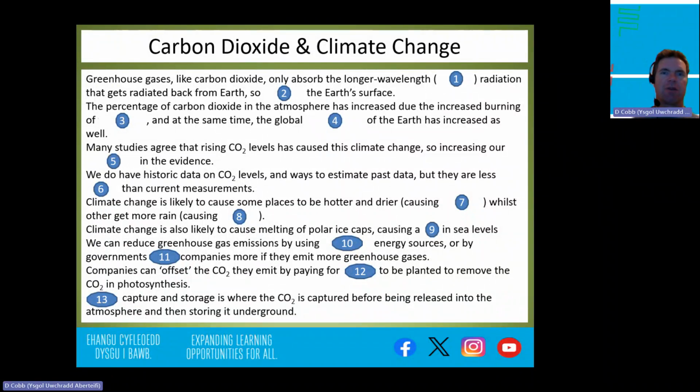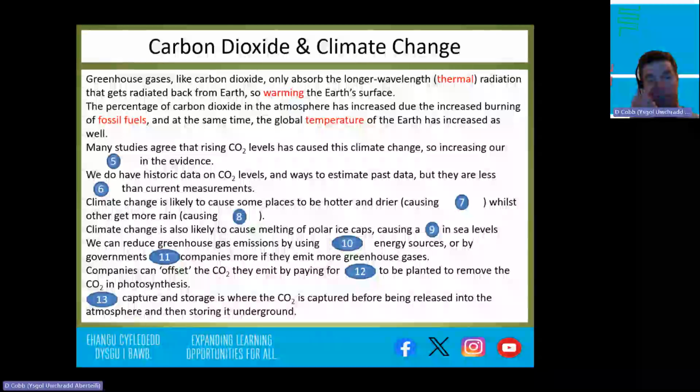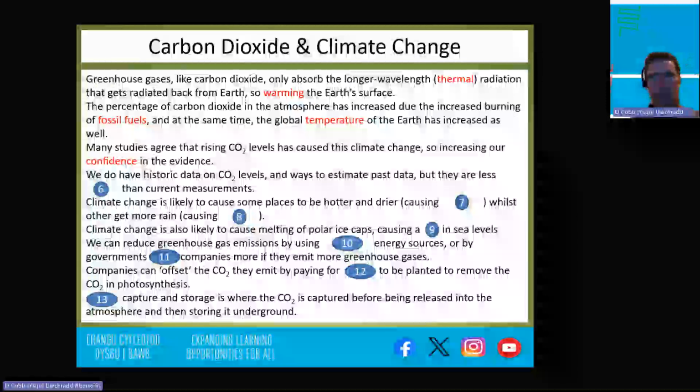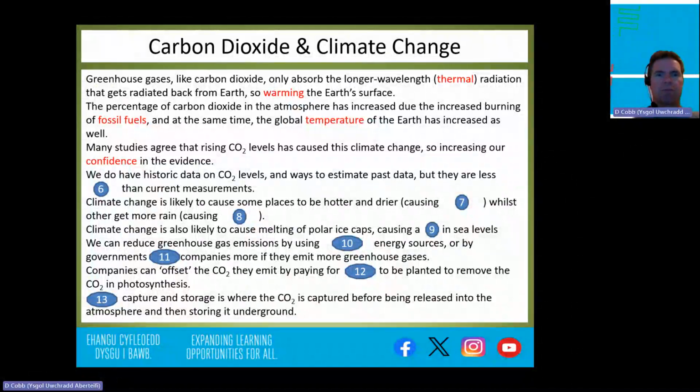Greenhouse gases like carbon dioxide only absorb the longer wavelength, the thermal radiation that gets radiated back from Earth, so warming the Earth's surface. The percentage of carbon dioxide in the atmosphere has increased due to the increased burning of fossil fuels. And at the same time, the global temperature of the Earth has increased as well. And we have many studies that agree that the rising CO2 levels have caused this climate change. So we're increasing the confidence in the evidence.